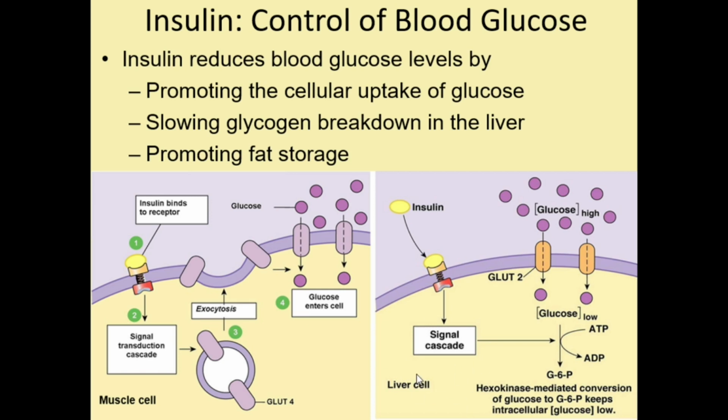Over here we can see the liver cell, and again insulin comes along, it binds to the receptor, and in this case we have the signal transduction pathway or the signal transduction cascade. And in this case what happens is we've got similar carrier proteins or channel proteins, the GLUT2s. They will now allow glucose in, but in liver cells what the insulin does is it switches on specific enzymes that start converting our glucose into glycogen.